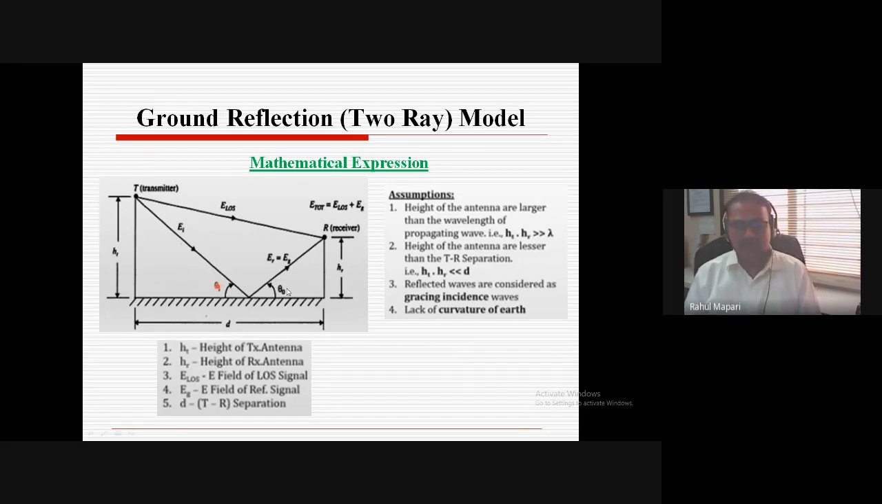Clear all these terms of ground reflection or two-ray model? Yes or no? Yes, sir.